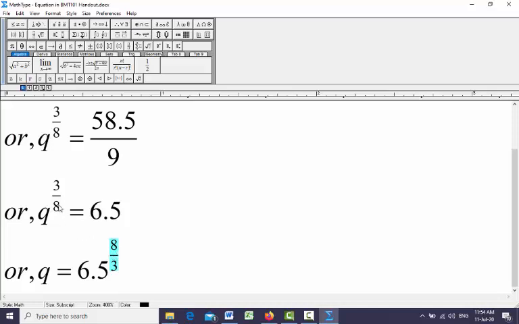So 8 was in the denominator, now 8 will come in the numerator. 3 was in the numerator, 3 will come in the denominator. So that's the answer for Q. The value of Q is 6.5 power 8 by 3.